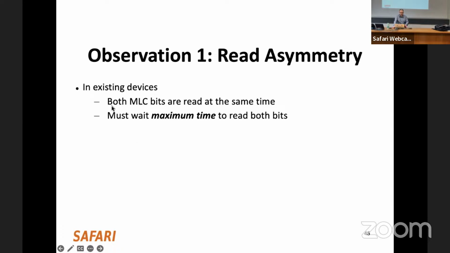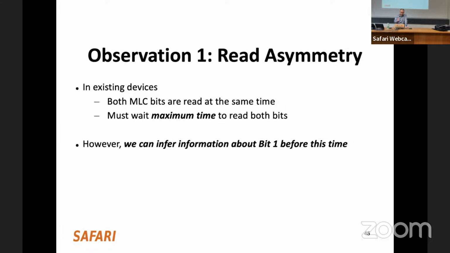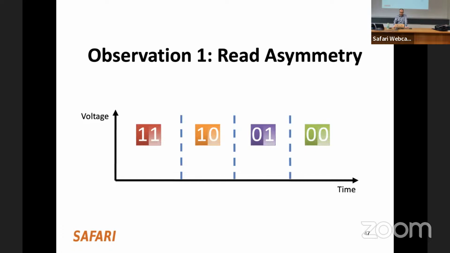So in existing devices, both MLC bits are read at the same time, and we must wait the maximum time to read both bits. However, we can infer information about bit 1 before this time. The time to determine bit 1's value, the most significant bit, is faster. So we can actually read faster for that.